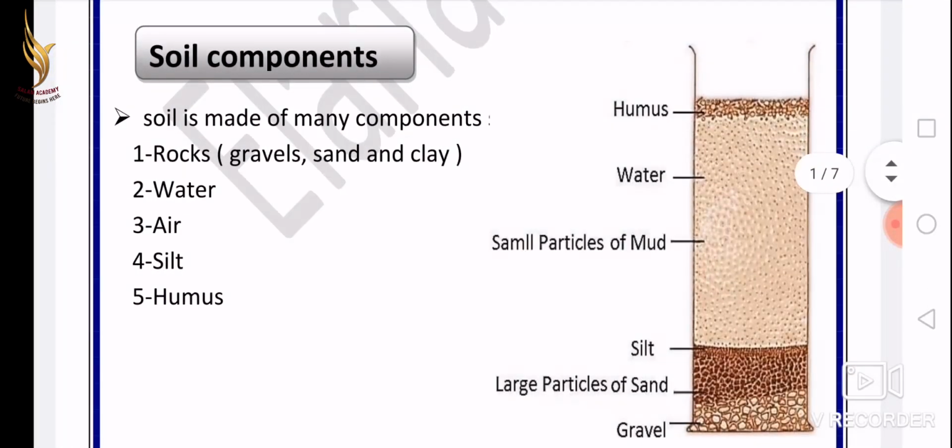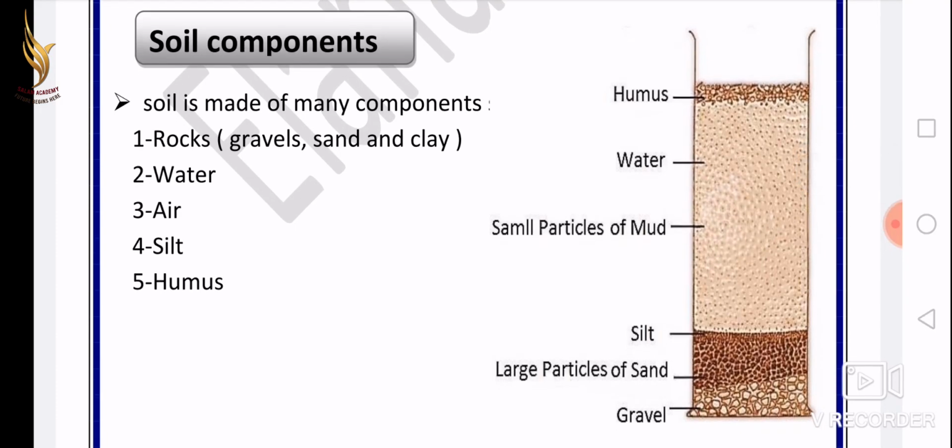Second, we talk about soil components. Look at this picture. Okay? Soil components mean soil composition or what the soil is made of. Soil is made of pieces of rocks, like gravels, like sand, like clay. It also has water, has air. Okay? And finally, we find humus at the top of the soil.